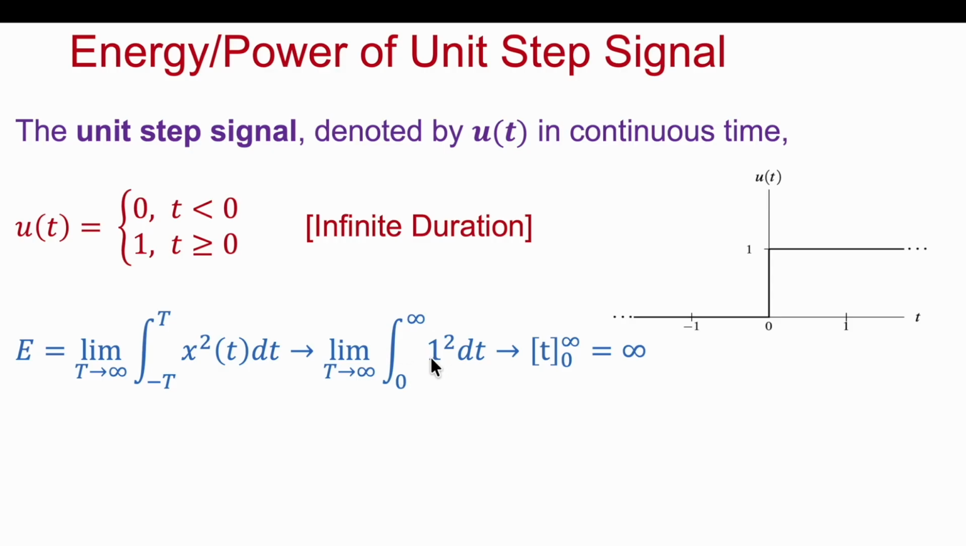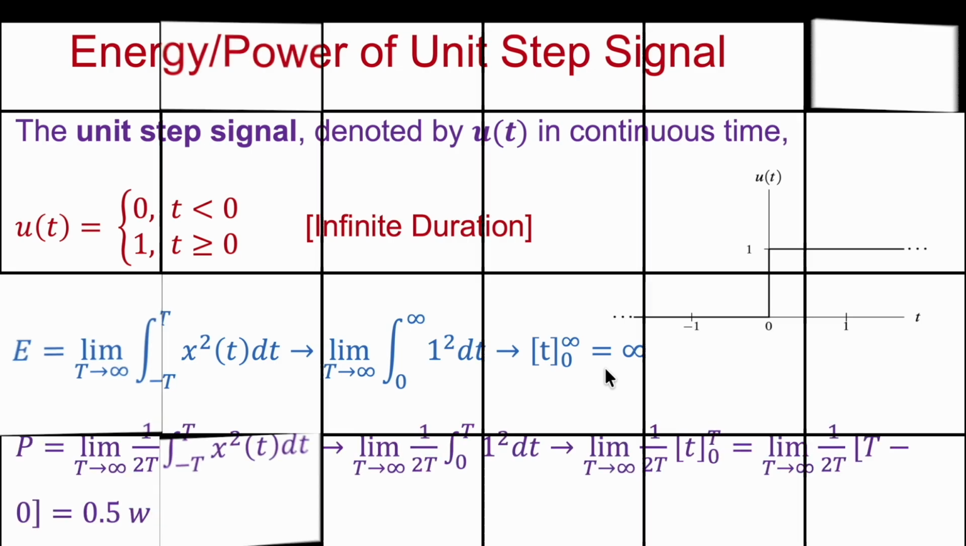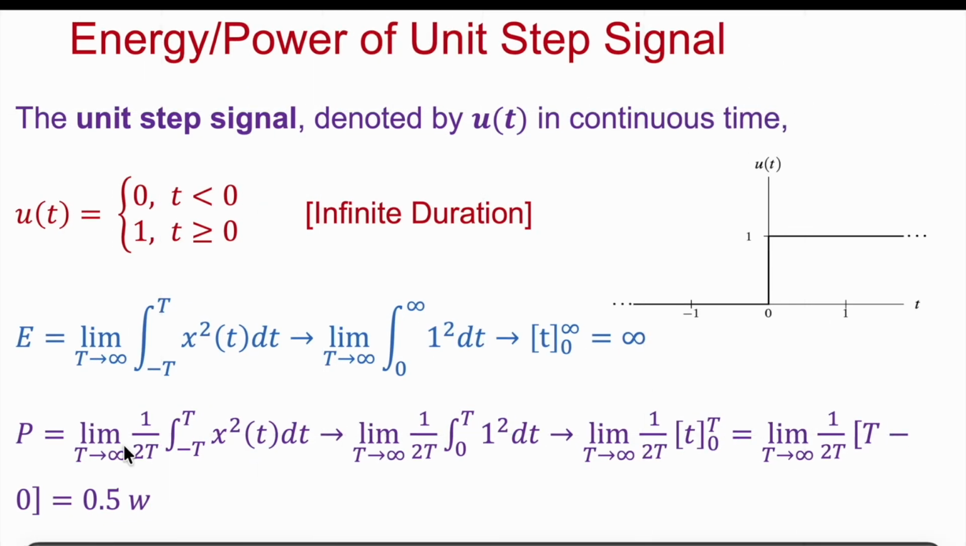From 0 to infinity the signal value is 1, so the square of 1 is again 1, and the integral of 1 is T. You are just inserting the upper limit and the lower limit. The upper limit is infinity, so the answer is infinity. So the energy of the unit step signal is infinity. Similarly, you can calculate the power of this signal.